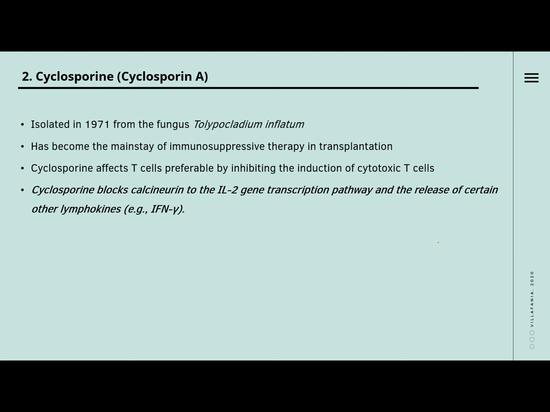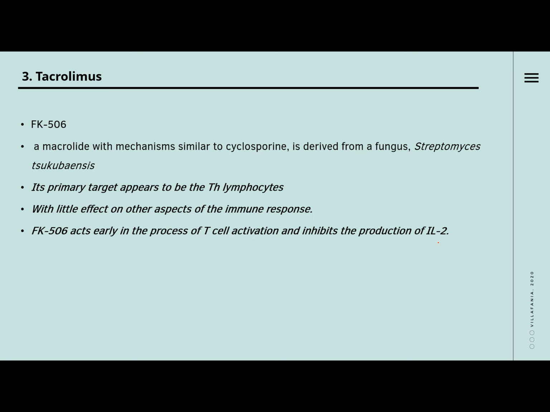Then another one is your cyclosporine A, isolated in 1971 from the fungus Tolypocladium inflatum, has become the mainstay of immunosuppressive therapy in transplantation. Cyclosporine affects T cells preferably by inhibiting the induction of cytotoxic T cells. Cyclosporine blocks calcineurin to the interleukin 2 gene transcription pathway and the release of certain other lymphokines.